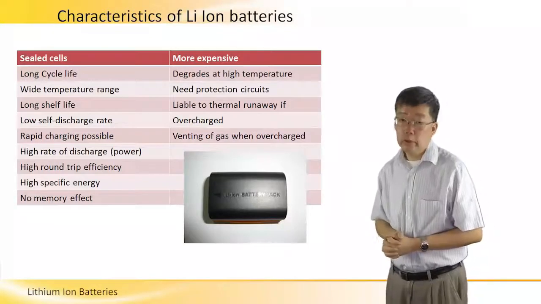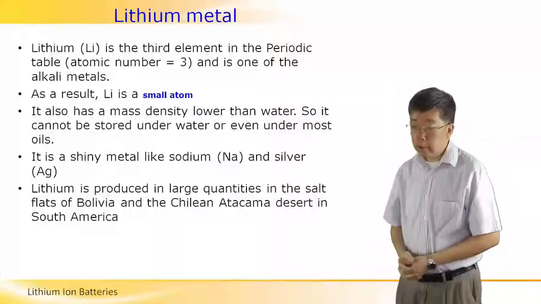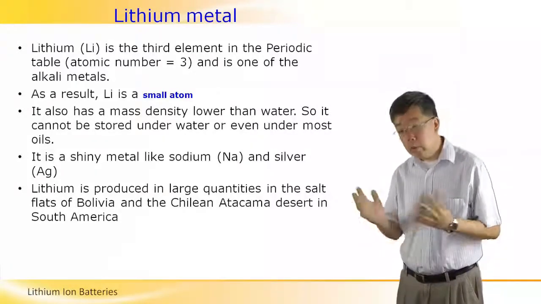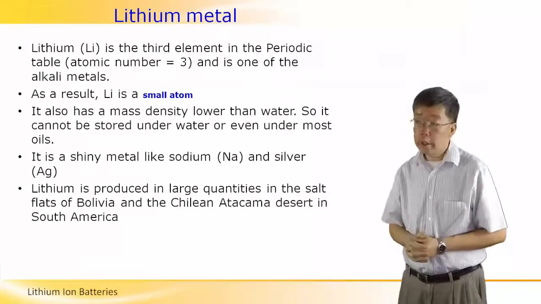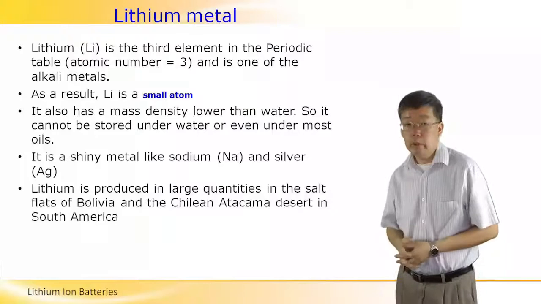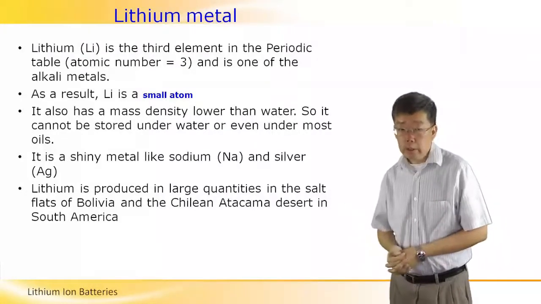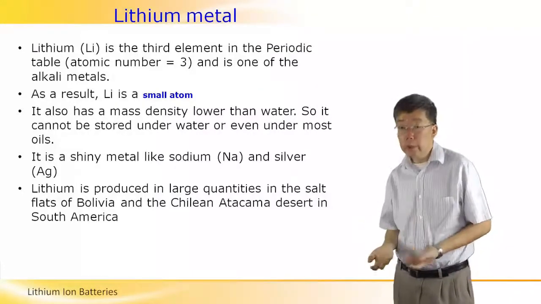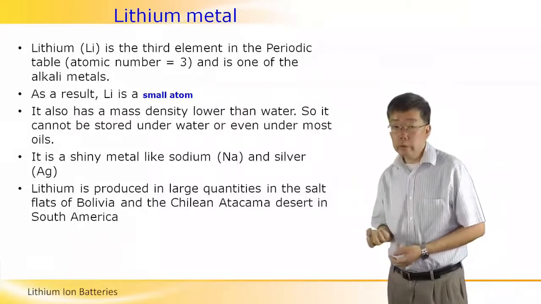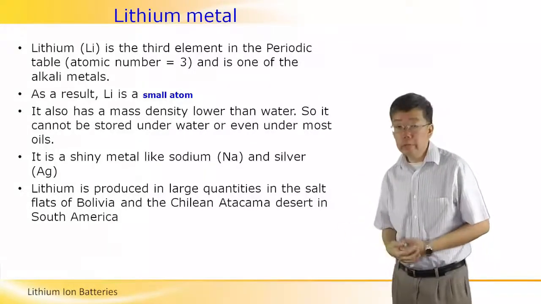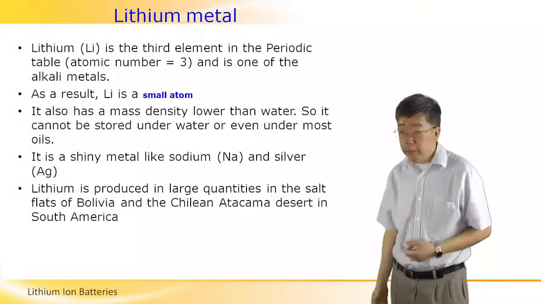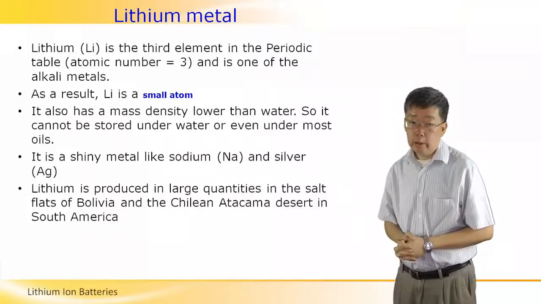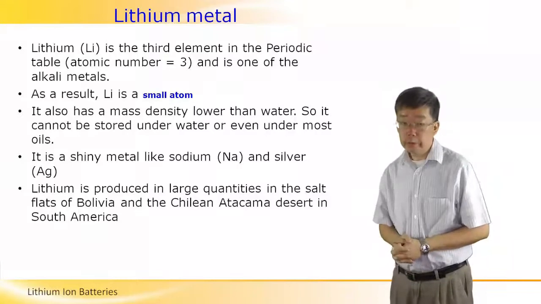So this slide provides a little bit of background on lithium metal. Lithium has a chemical symbol of Li, and it's the third lightest element in the entire periodic table because it has an atomic number of 3. So there are just 3 protons in the nucleus of every lithium atom. And in fact, lithium is the first metal in the alkali series of metals.